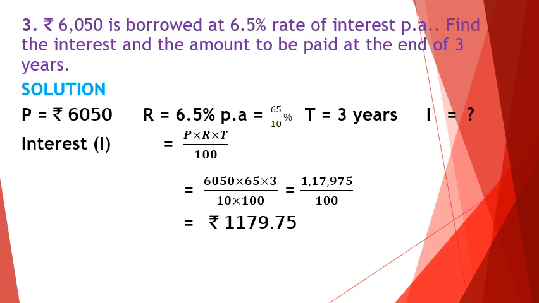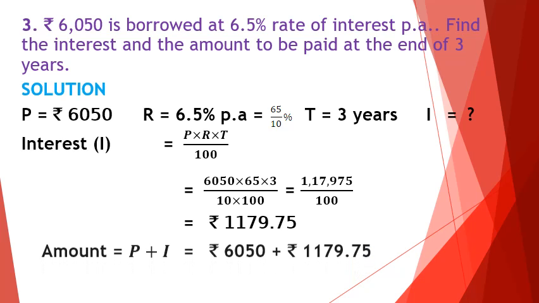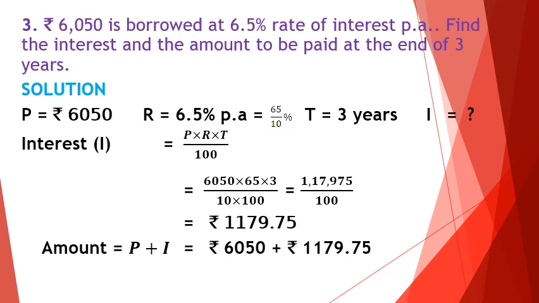Now how to find the amount? What is the formula? Amount equal to principal plus interest. What is the principal here? Rupees 6,050 plus, now we found the interest as rupees 1,179.75. While adding we get rupees 7,229.75.